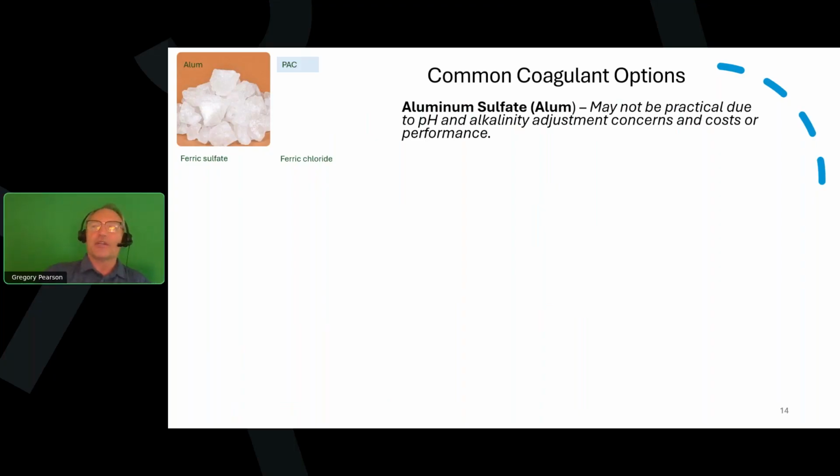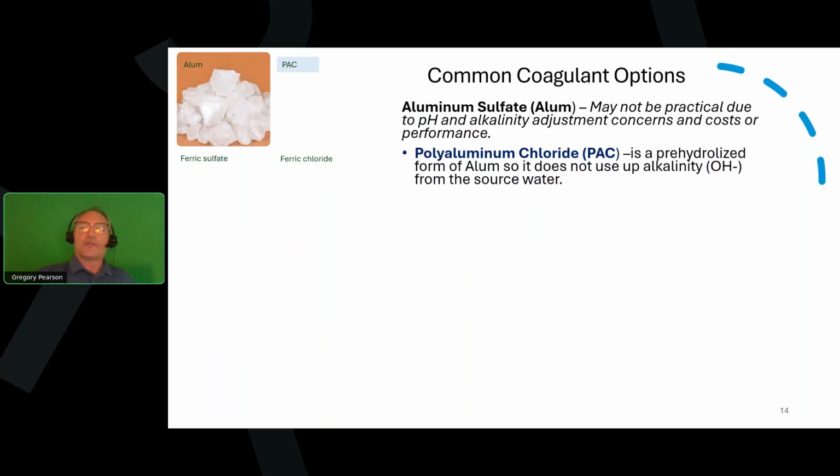The Egyptians even used alum 3,000 years ago to clarify water from the river. So it's been around for a while. But some of the options are, first of all, a form of alum which is called polyaluminum chloride, or PACl. That is a form of alum that's been pre-hydrolyzed. In other words, it's already taken up the hydroxide ions that it needs, so it doesn't need to rob them from the source water. So that's an option.